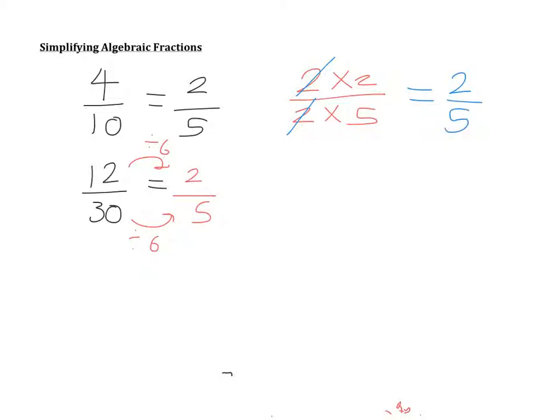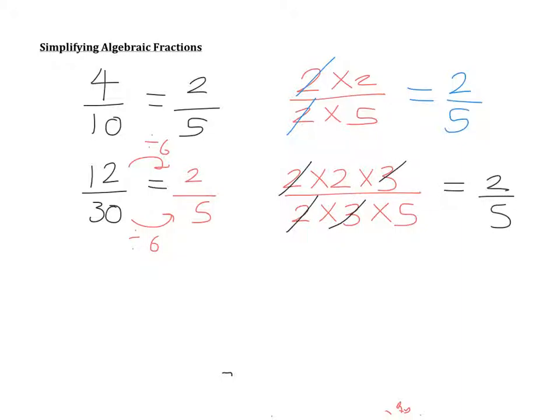If we try breaking the fraction down into its factors again, 12 is the same as 2 multiplied by 2 multiplied by 3, and 30 is the same as 2 multiplied by 3 multiplied by 5. You can now see that a 2 would cancel from here and here, a 3 would cancel from here and here, leaving us with 2/5, another way of thinking about this particular fraction.